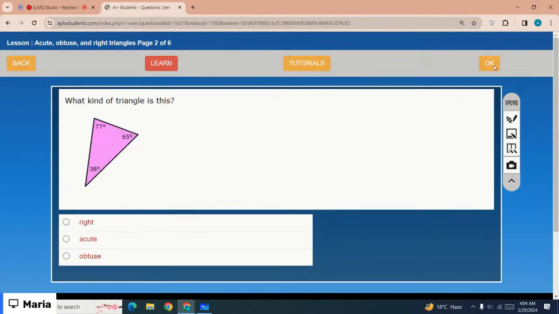What kind of triangle is this? Just look at all the angles, they all are less than 90 degrees, right? So the triangle is an acute triangle, right? All the angles are less than 90 degrees, so the triangle is an acute triangle. Got it?